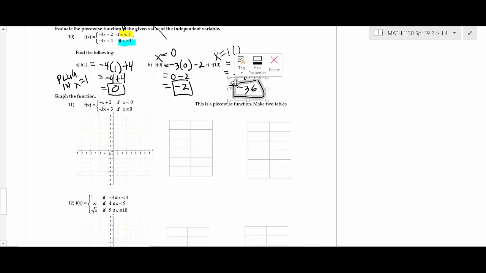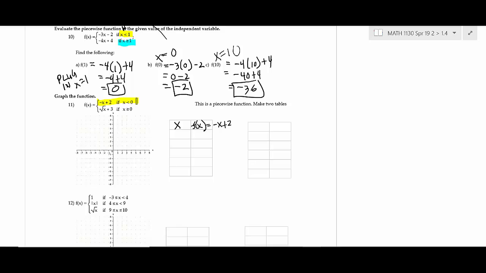The first thing we're going to do is make 2 tables. In the first table, we're going to have x, and then f of x equals -x plus 2. So we're just going to focus on the top piece only. Now, what we've been doing today is just picking x's. What kind of x do you need to use here?